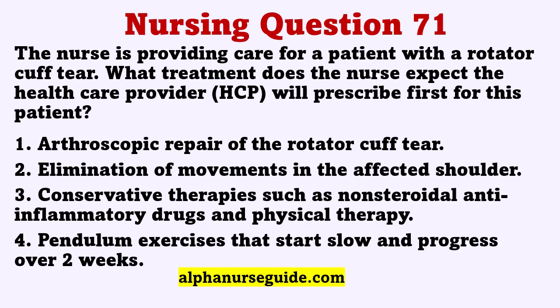The correct answer is 3. Conservative therapies, such as nonsteroidal anti-inflammatory drugs and physical therapy. Rationale. For the patient with a torn rotator cuff, the HCP usually treats the patient conservatively with NSAIDs, intermittent steroid injections, physical therapy, and activity limitations while the tear heals. Physical therapy treatments may include ultrasound, electrical stimulation, ice, and heat.